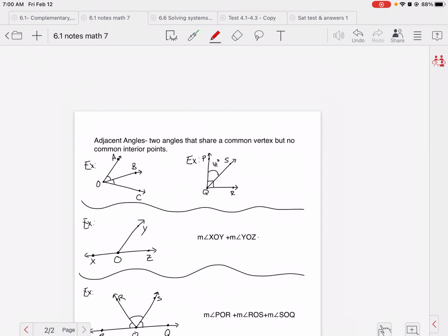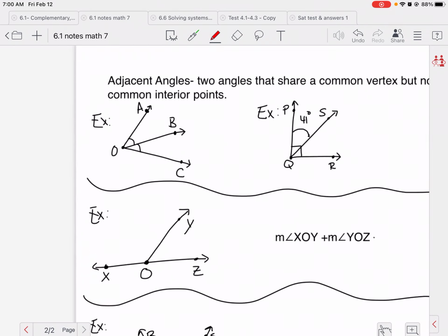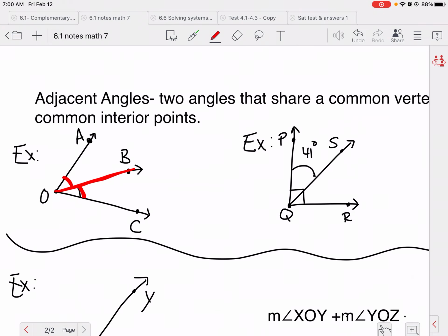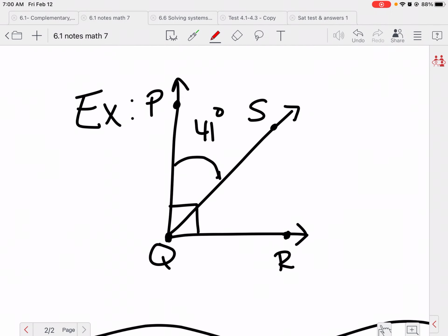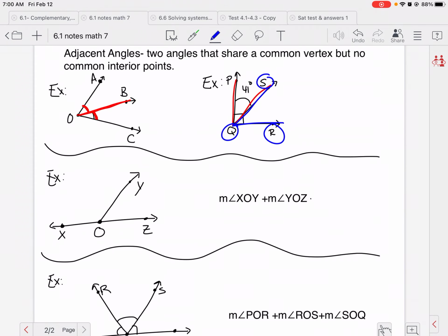All right, adjacent angles are two angles that share a common vertex but no common interior points. So angle AOB here and angle BOC are adjacent because they're touching and they just share the one side. There's no overlapping in them. Same thing with angle PQS here, and SQR. And remember, when we're naming angles, we start with one end and then the middle and then the other end. So we could have also called this RQS and SQR the same thing.